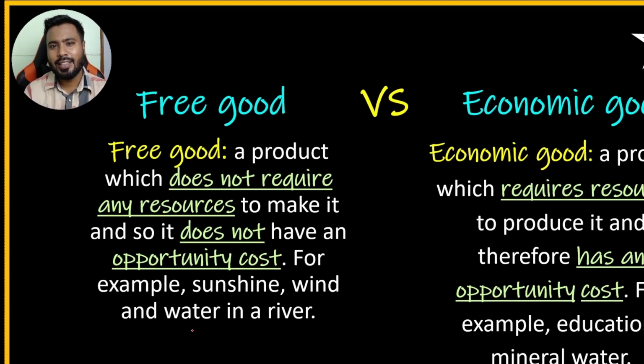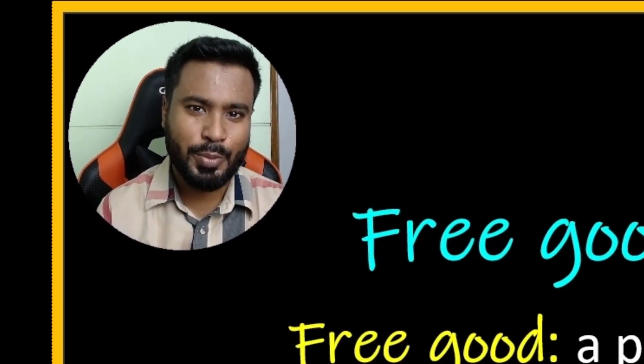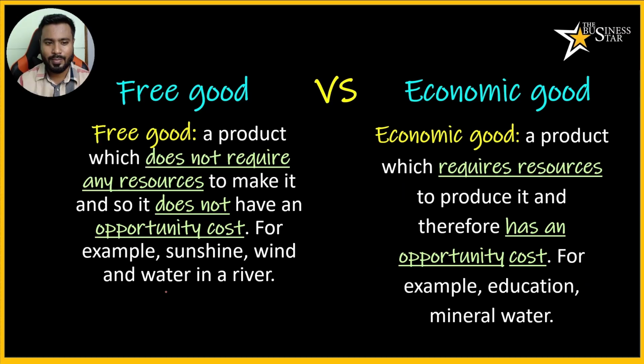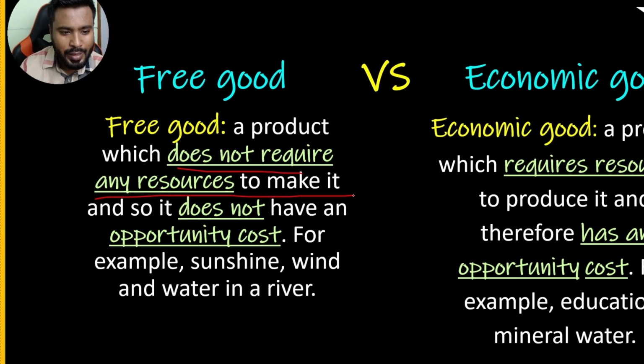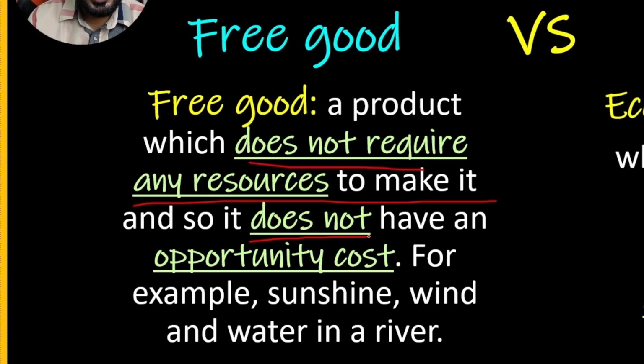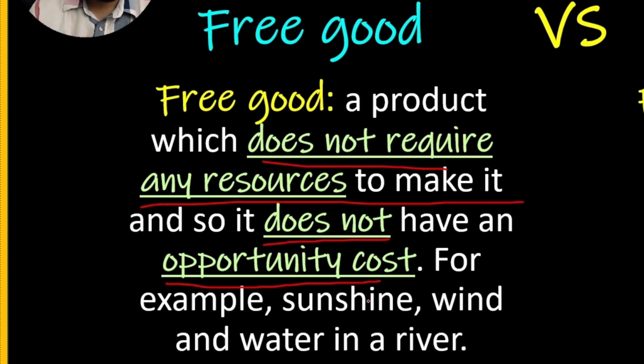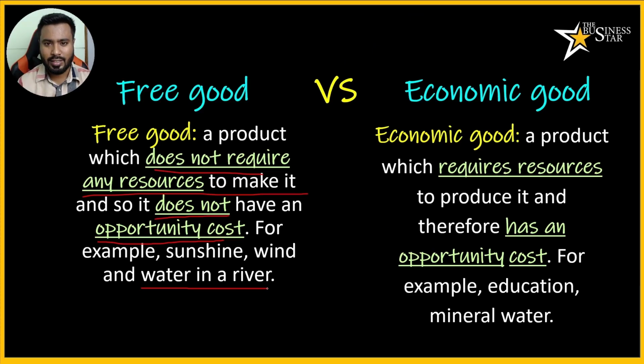So business starts. Let's move on to the next concept, which is the difference between a free good and an economic good. Okay, so a free good is a product which does not require any resources to make it, and so it does not have any opportunity cost. For example, sunshine, wind, and water in a river. So we do not need any resources to make it, right? And we do not even have any opportunity cost because we cannot reject it, right?